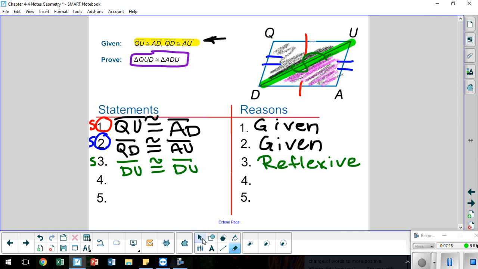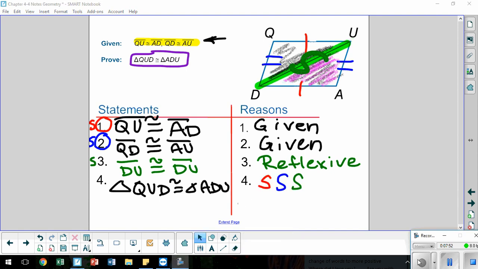Okay, so we have the triangles proven because we have three sides of one triangle congruent to three sides of another triangle. Therefore, we can state number 4, so I guess there's not going to be a number 5 here. Triangle QUB is congruent to triangle ABU, and the reason? Side, side, side. Okay? Let you guys head over and we'll come back to it. Take a look at it.